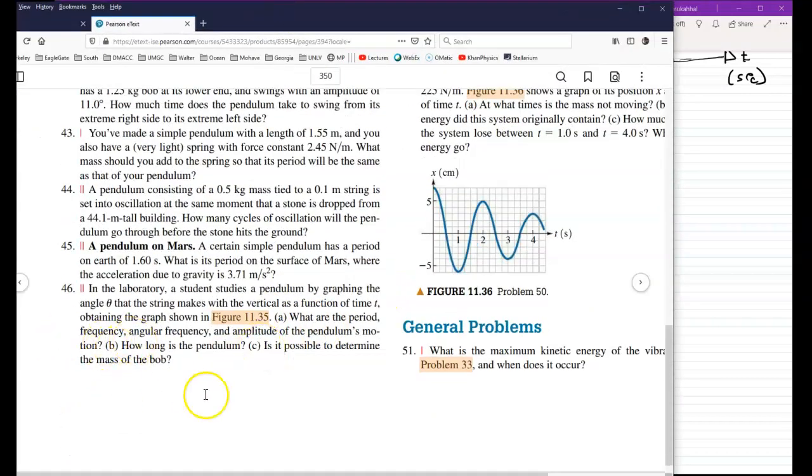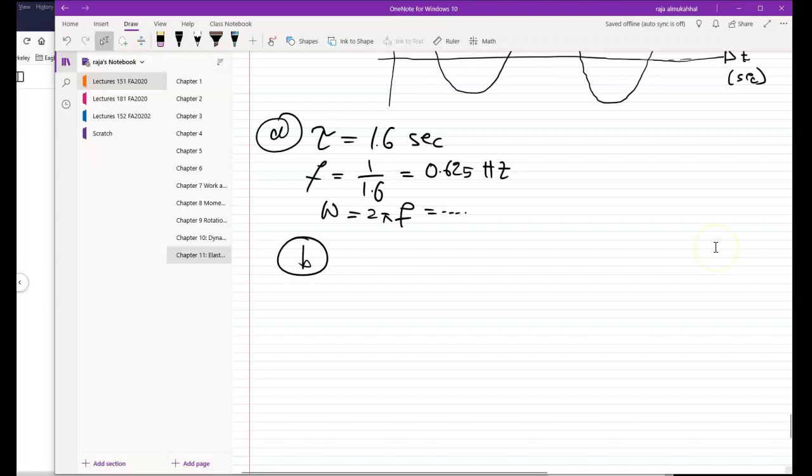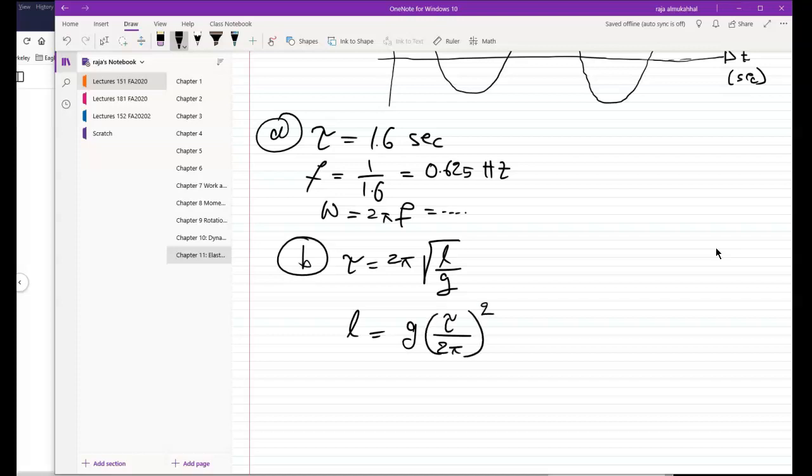Part B, he said, how long is the pendulum? You know, the string. How long is this string? Well, we know that the period is 2 pi square root of L over g. All I need to do is solve for L. When I do that, I'll end up getting L equals g times the period over 2 pi, quantity squared. I already got the period right here. Just plug it in. g is 9.8. Plug all of that in, and it'll give you the length of the pendulum. You do it.